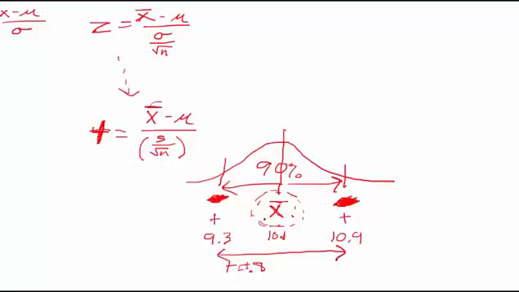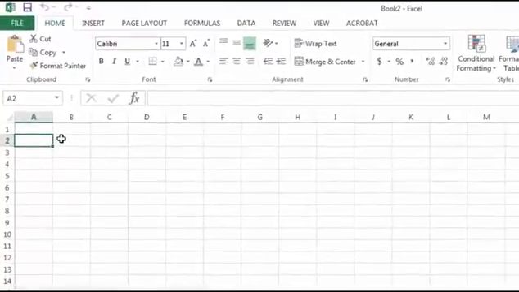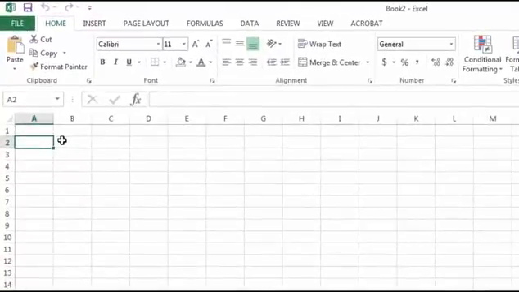We'll come back to that in a minute. I'll talk about that a bit more just to make sure we know what we're doing. But first, let's jump in and do some practice. We're going to practice problem 8.1. The book says calculate the following probabilities using Excel. This is problem 8.1 if you want to follow along, page 341.